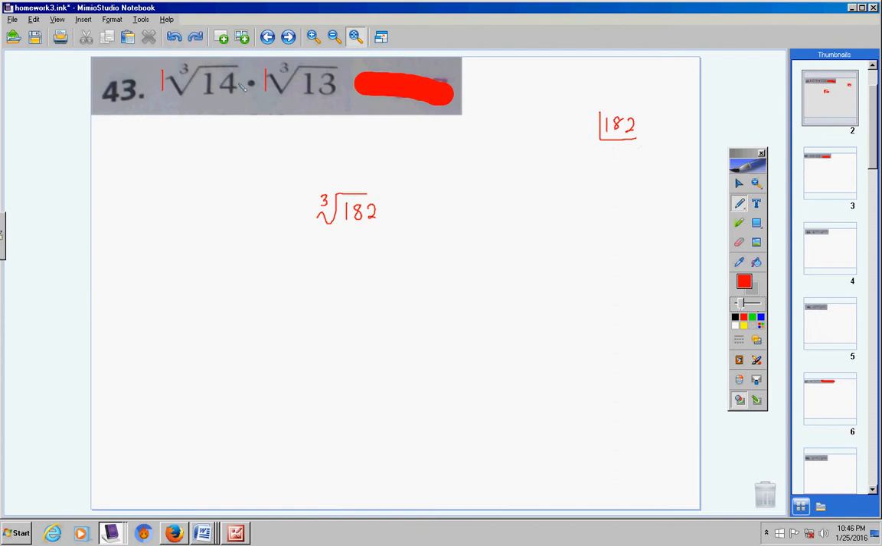2 goes into it 91 times, and 91 is prime. So 2 times 91, I'm looking for sets of 3 numbers that are the same. I don't have any, so this is my answer.